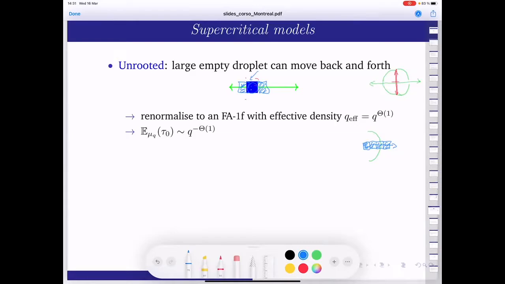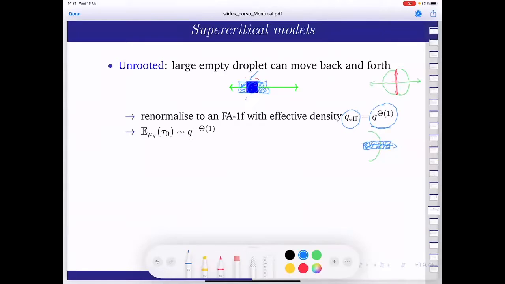The only thing that I have to wait for is the time to create one additional empty site for the F1F, which gave a scaling which is an inverse power law of the density of empty sites. This is for F1F. In this case, what plays the role of the density of empty sites is an effective density, which is the probability of finding an empty droplet. These empty droplets have some fixed regions. If I want them to be empty, the probability of finding them empty is some power of q.